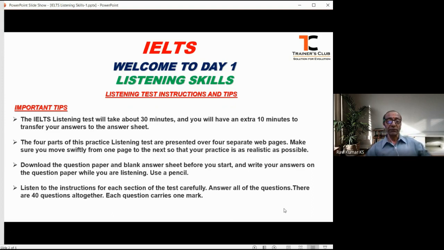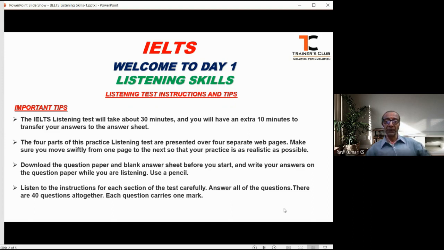Okay. Then download the question paper and the blank answer sheet. Listen to me very carefully. Download the question paper and the blank answer sheet before you start. Okay? And write your answers on the question paper while you are listening, and use a pencil. This I am repeating in each and every skill set. Write your answers on the question paper with a pencil so that you can erase them and then transfer the answers onto the answer sheet quickly.